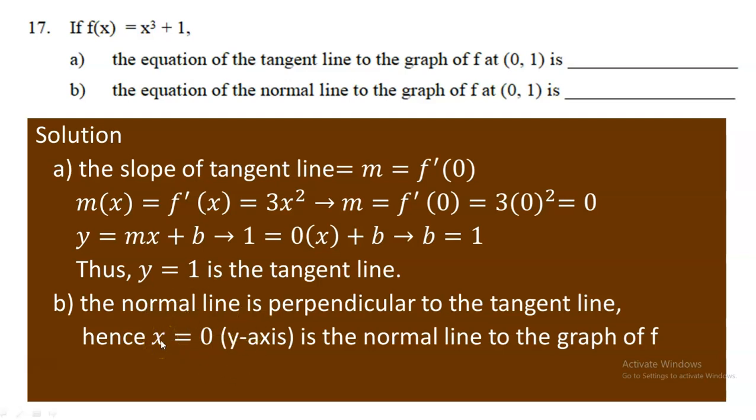So the slope of a vertical line is undefined, right? So we need to consider x equals a certain value, but its x component, as you see here, is 0. So x equals 0, or the y-axis, is the normal line, because the y-axis passes through the point (0, 1), and it's normal to the tangent line, right? So the normal line is x equals 0, or the y-axis, and the tangent line is y equals 1, right?